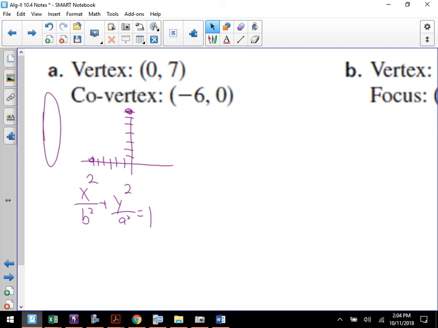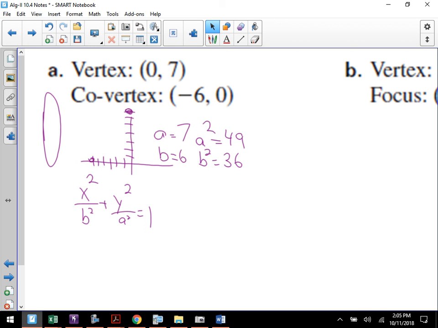Since I know that it had to go stretched up and down because my vertex went up to begin with. So your value of A is the distance from the center to the vertex. What was the value of A in this case? 7. What's A squared then? 49. Our value of B is the distance from the center to a covertex. How far to the right did I move to that covertex? 6. So my B value is 6, which makes B squared 36.